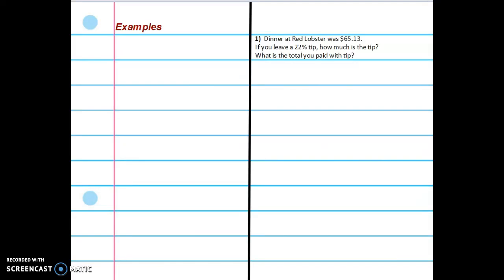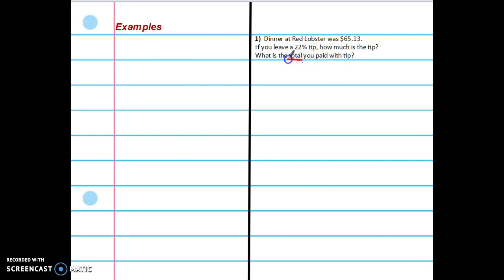Alright, so the first example we'll try. Dinner at Red Lobster was $65.13. So that's the subtotal. That's the amount without any tax, tip, or anything. Alright, so you leave a 22% tip. How much is the tip? And the next question is, what is the total that you paid with the tip?